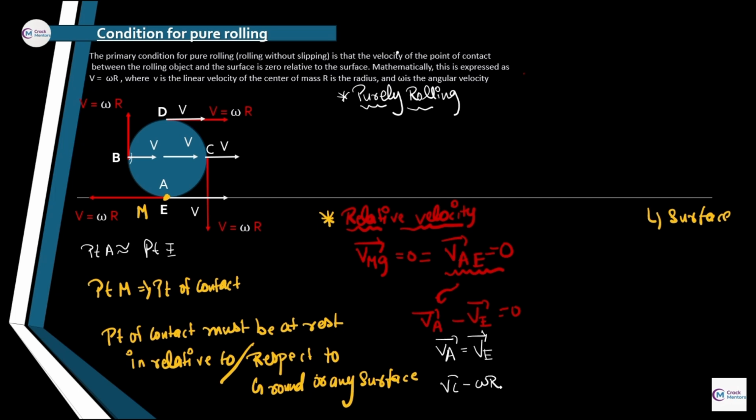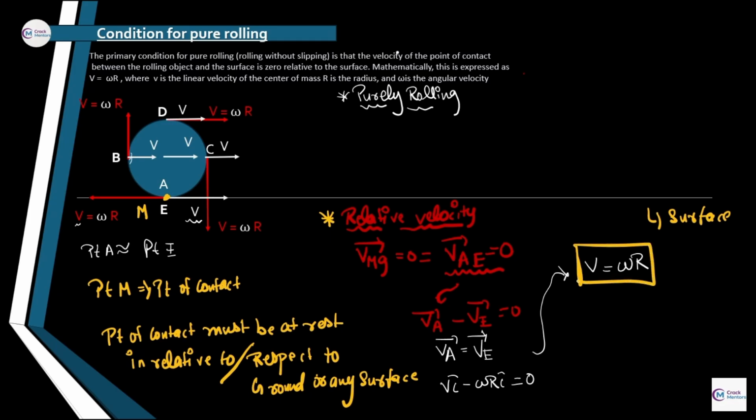And what is the velocity of A vector? It is v i cap minus omega r i cap. And what is the velocity of E vector? If I am assuming that the ground, the surface, is at rest, then the velocity of E vector is nothing but 0. After solving this equation, we get v is equal to omega r. The velocity of the center of mass is equal to omega r.